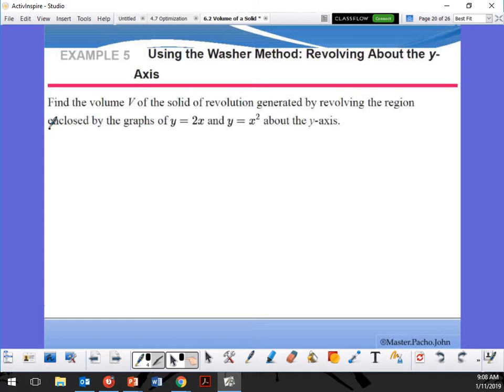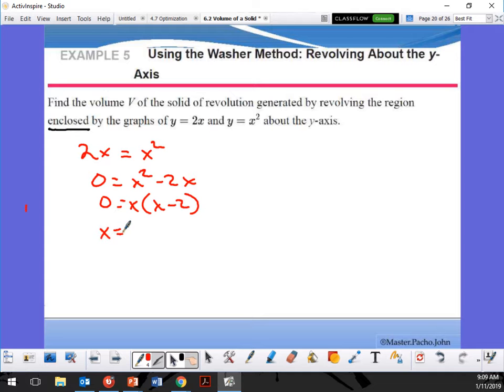Find the volume V of the solid of revolution generated by revolving the region enclosed. What does the word enclosed refer to? That they're equal at points. By those two graphs about the y-axis. So let's set them equal to see where they meet. 2x equals x squared, so 0 equals x squared minus 2x. Factor that: x times x minus 2 equals 0. So x is 0 and x is 2. There's my bounds.